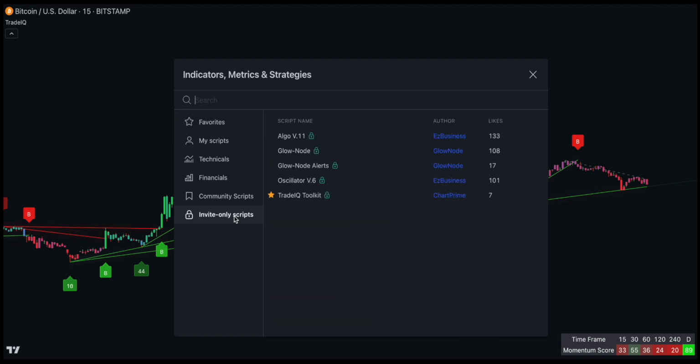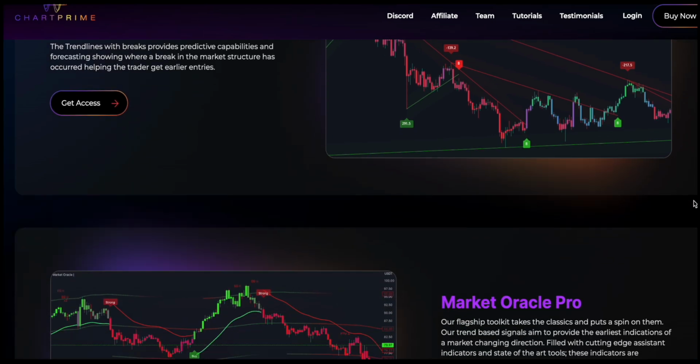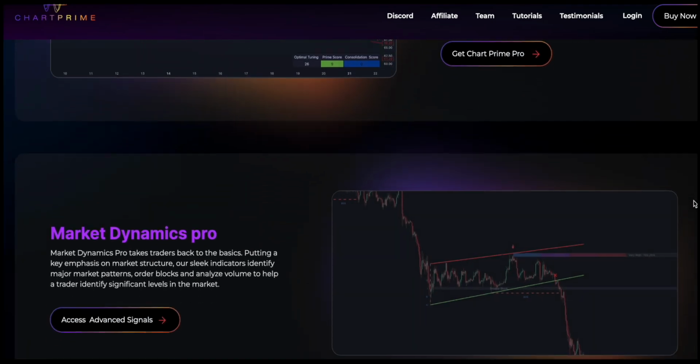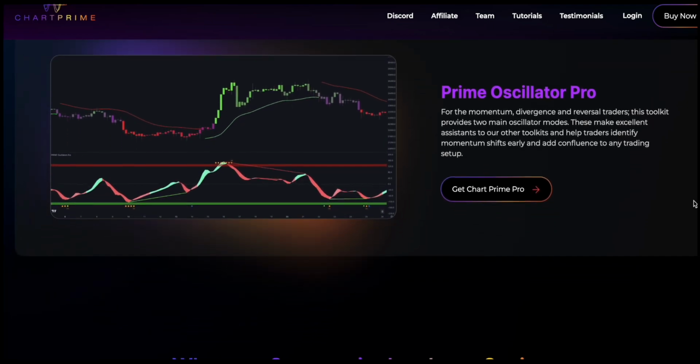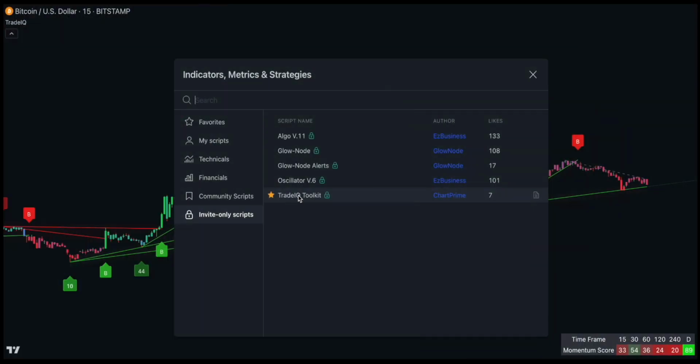Right away, I must mention that the TradeIQ toolkit is a private script. It comes in a package together with premium Chart Prime indicators like Prime Oscillator Pro, Market Dynamics Pro, and Market Oracle Pro. Once you've activated your subscription, the TradeIQ indicator will appear in the invite-only scripts.